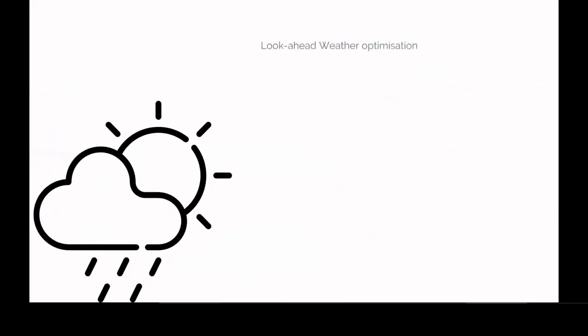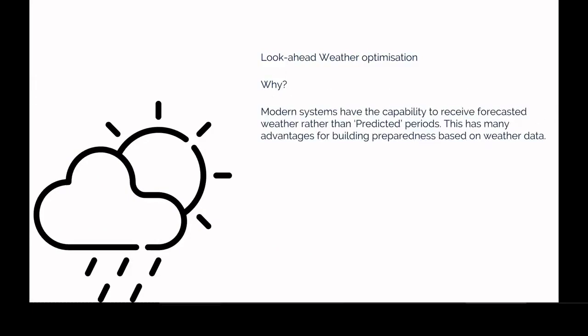What else? Look ahead weather optimization. Why would we want to do that? Well, convention is we optimize based on the internal and external temperatures, and we try and calculate through software. But actually, modern systems nowadays have the ability to get the forecasted data from the weather station. And the reason that's so important is because you can get your building prepared much earlier than what your traditional software does, but with real data. And that's a big advantage for not wasting heat or wasting cooling. So using look ahead technology is absolutely crucial for an energy efficient system.